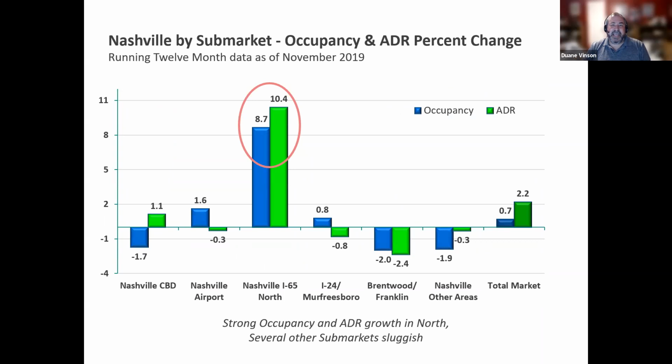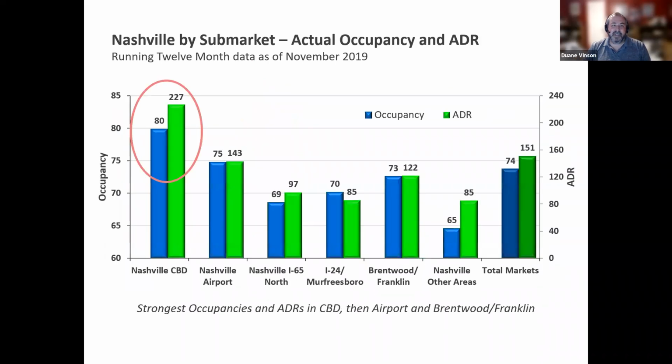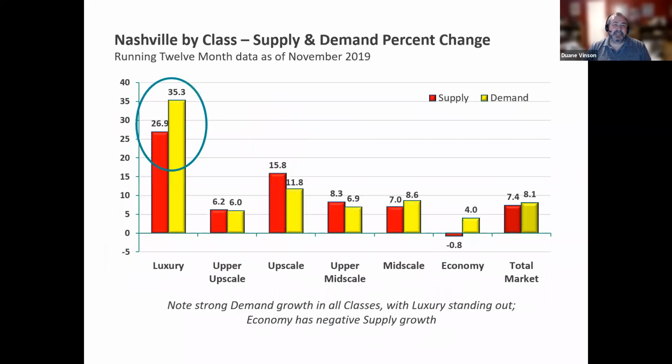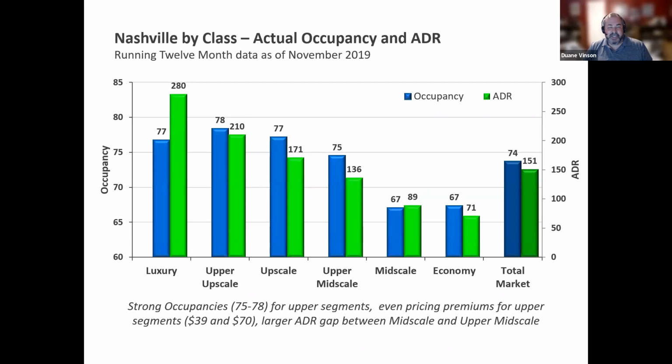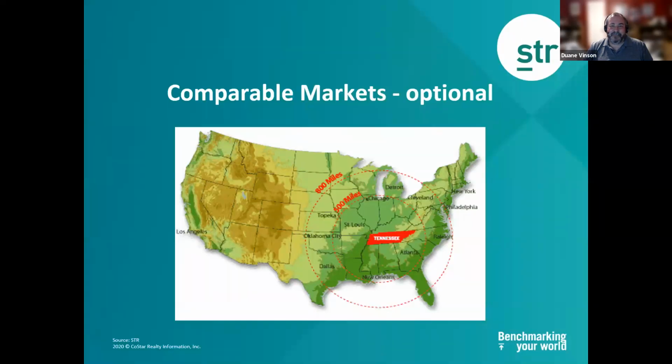Here's occupancy and ADR percent changes by submarket again. Here's data, actual occupancies and ADRs. Now we're switching over to class, okay? Class data: supply and demand percent changes by class, occupancy and ADR percent change by class, and actual occupancy and ADR by class. I think I said 2, actually, I'm sorry, 3. Yeah, 3 for the submarkets, 3 for classes, so a total of 6 slides in this section. Okay.